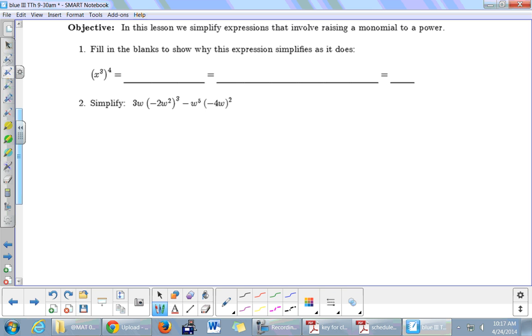X cubed, all raised to the 4th power. Now, again, there are rules that you might start to learn by doing a lot of practice here, but let's just start making some guesses before we actually figure out what the right answer is. There's different things you can do with the 3 and the 4. What could you do with the 3 and the 4? You could multiply them. 3 times 4 is 12, right? That's one thing you could do with 3 and 4. What else could we do?